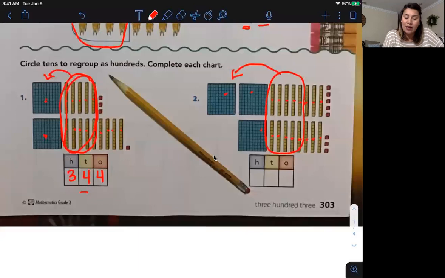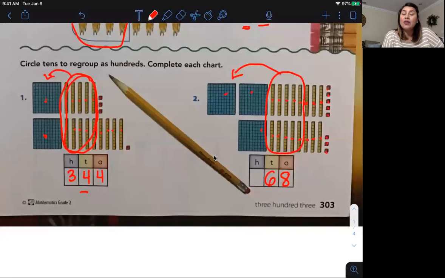So let's count how many ones we have. 1, 2, 3, 4, 5, 6, 7, 8. Ooh, so close. We almost had to regroup, but we didn't. Thank goodness. Now we need to regroup our tens because now these tens are going to become another 100. So how many tens are left? 1, 2, 3, 4, 5, 6. So 6 tens are left.